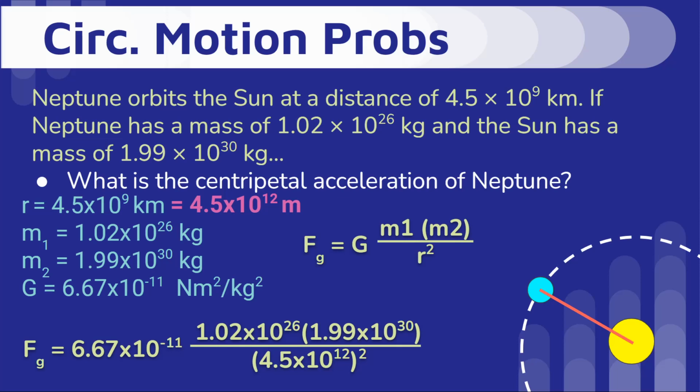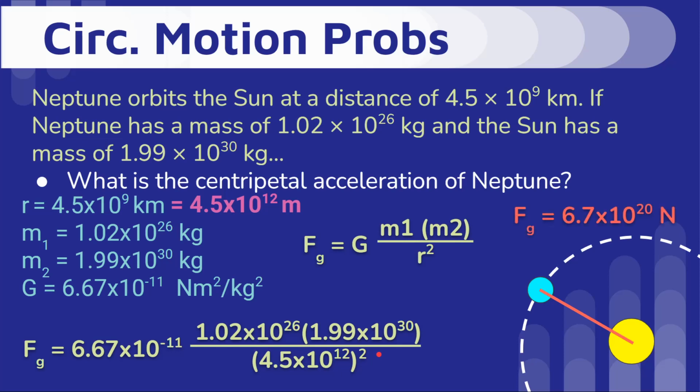That's big G, that's my constant. And I have my masses, 1.02 times 10 to the 26th times 1.99 times 10 to the 30th. Again, you can put those in either order. It doesn't matter. You're multiplying them. And then divided by the distance between them squared. Again, this distance in meters, 4.5 times 10 to the 12th, and that distance gets squared.